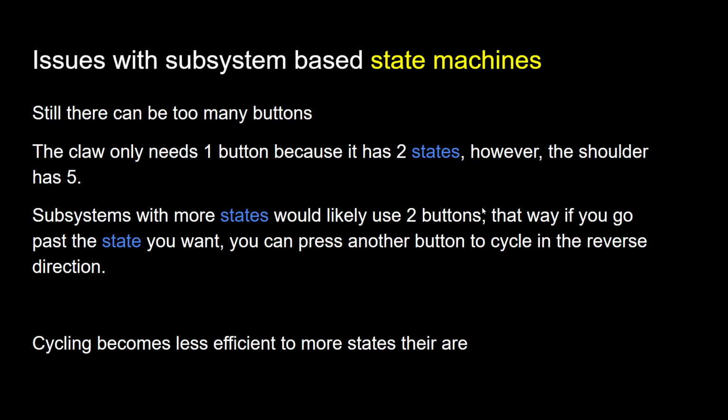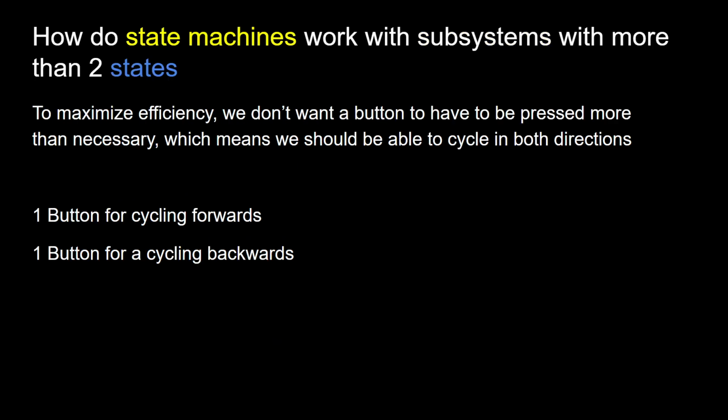Now, there's some issues with this. One, cycling. I'll show you how this works, but basically this works pretty well with the claw, because one button is the minimum you can have for this. But when there are more than two states, it gets a little more problematic. You would want a button for cycling forwards and a button for cycling backwards. That way you reduce the amount of time you actually spend pressing buttons.